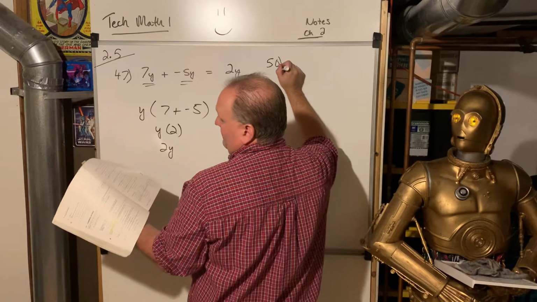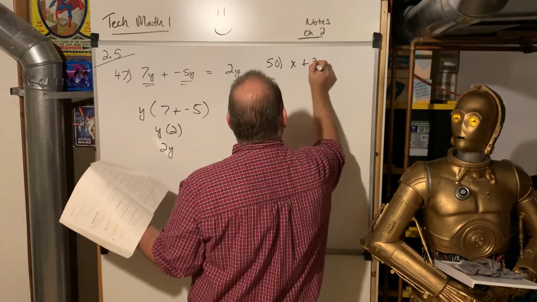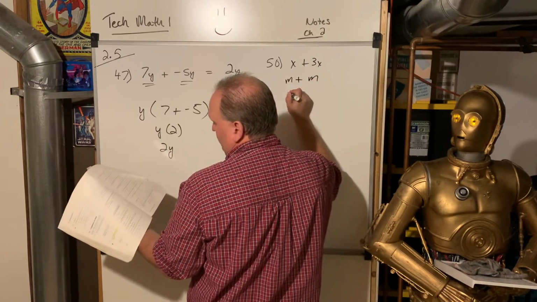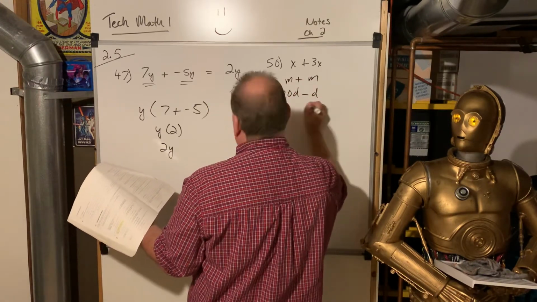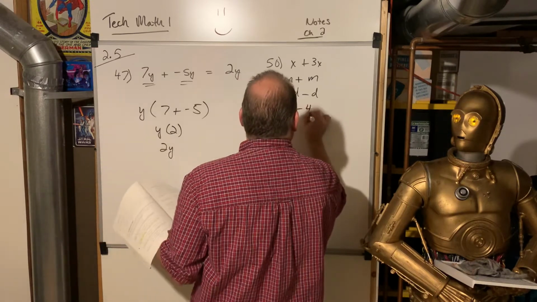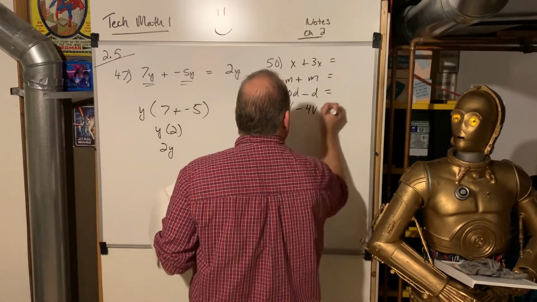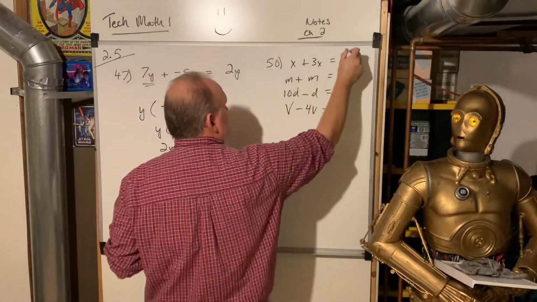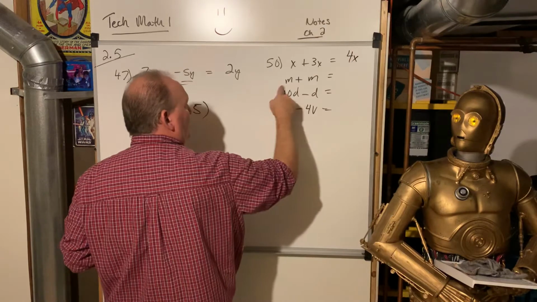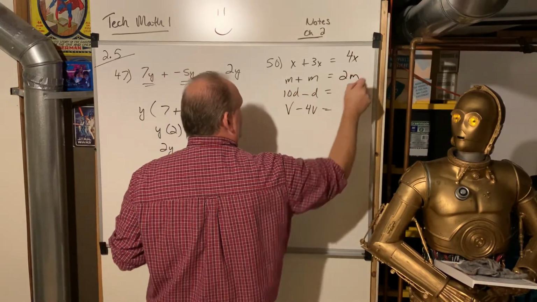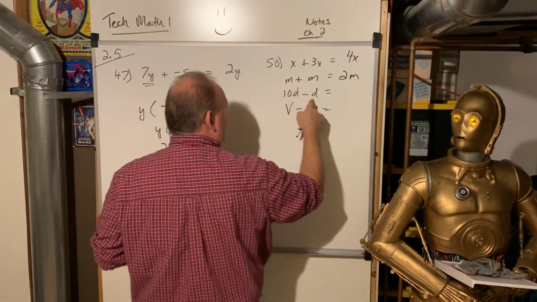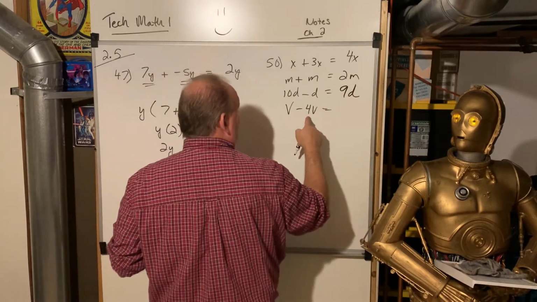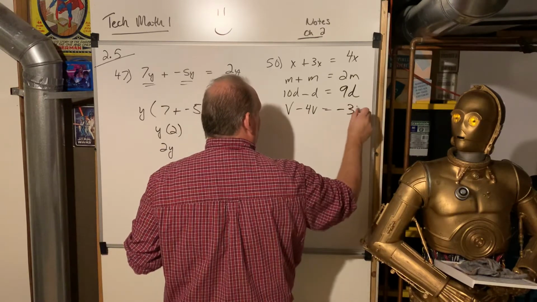All right, so like 5x plus 3x, and m plus m, oh, m and m's, 10d minus d, and v minus 4v. So let's take a look at these. That's 1x plus 3x is 4x. That is 1m plus 1m is 2m. That is 10d minus 1d, that's 9d. And that is 1v minus 4v, that's negative 3v.